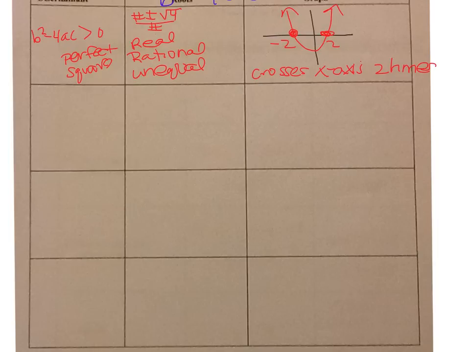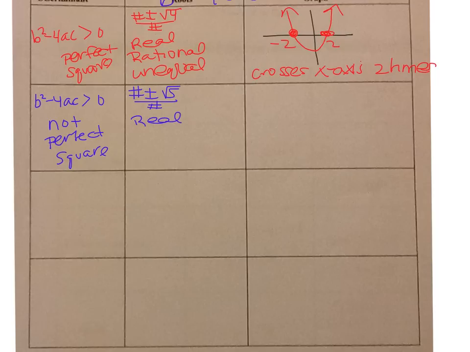Okay, next one. When b squared minus 4ac is not less than, greater than 0, but it's not a perfect square. So it's positive, but not a perfect square. So think about it. You have a number, plus, minus, pick a number, square root of 5 over a number. Doesn't matter what those other numbers are. Okay? So they will be real. It means it's on the number line. It is irrational. You can't take the square root of it. Irrational.